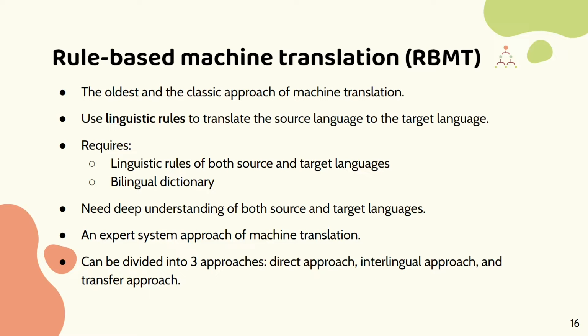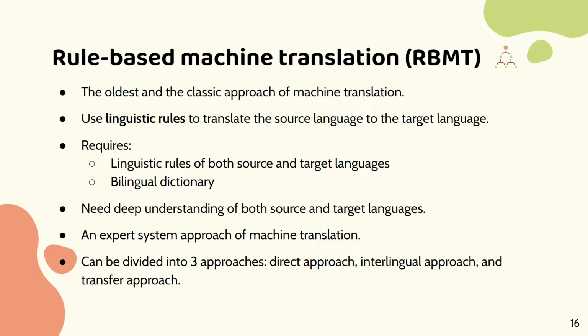So let's talk about the first approach, rule-based machine translation. Rule-based machine translation is the oldest and classic approach of machine translation. It uses the linguistic rules to translate the source language to the target language. What this approach requires are, first, the linguistic rules for both source and target languages, and second, the bilingual dictionary, because this approach is basically converting linguistic rules to a code.